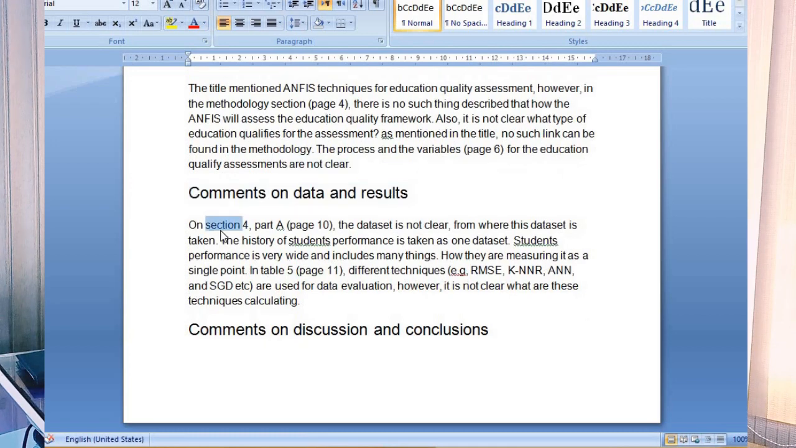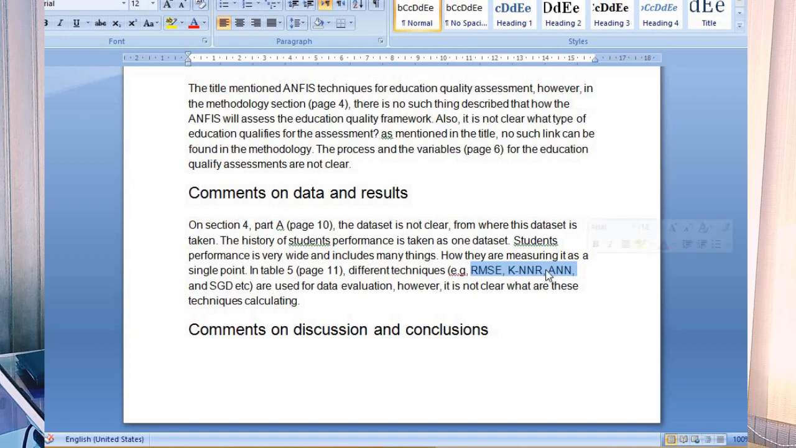And my comments on results: similarly, you have to give comments, for example on section 4 part A, the data set is not clear. This is an important thing which I didn't discuss in my previous video. In the results, you must check what the data set is. Is it a reliable data set or not? From where is this data set taken? Students' performance is very wide and includes many things. How exactly are they measuring it as a single point?